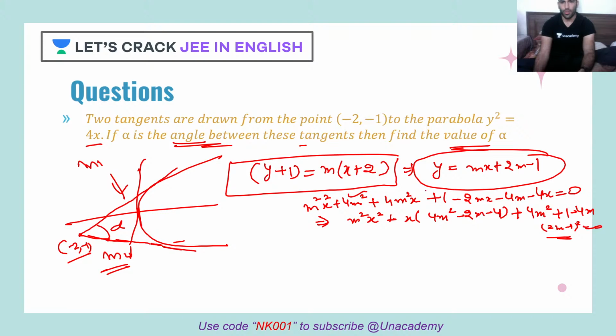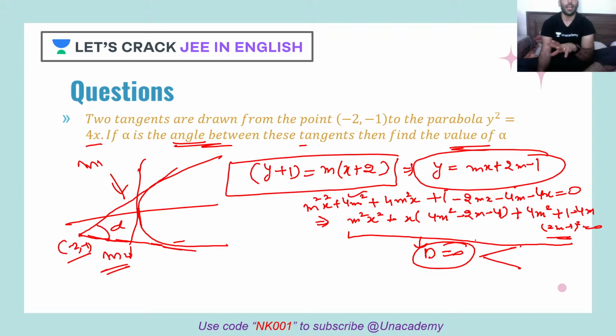Here, see, I have this constant term and this constant and this constant. Clear? So this is quadratic in m, quadratic in x. It should have only one root. One root means discriminant should be equal to 0. When you solve this, you will get two values of m. So this is my approach number 1. Okay?